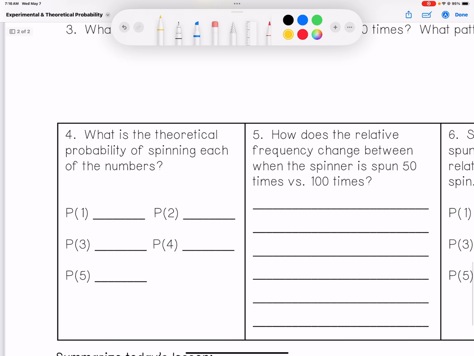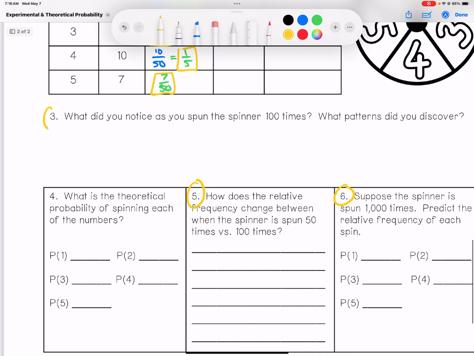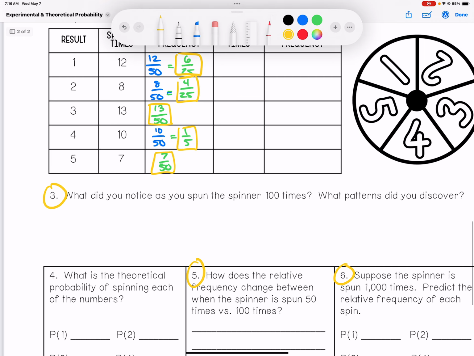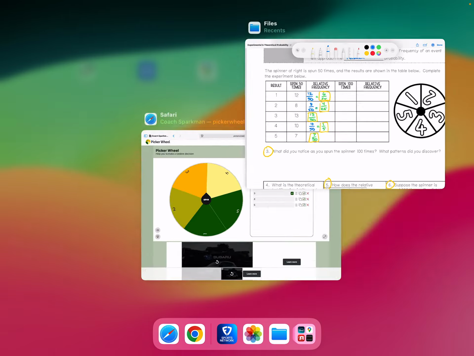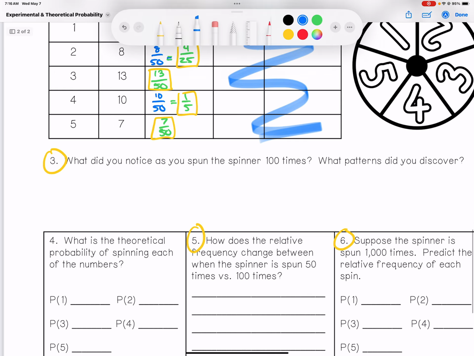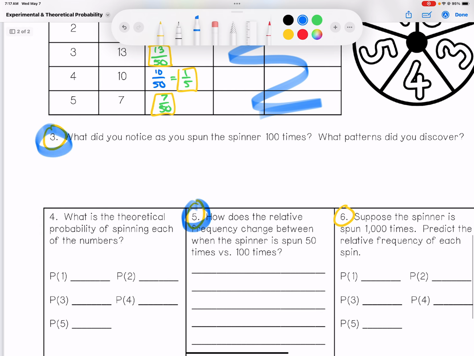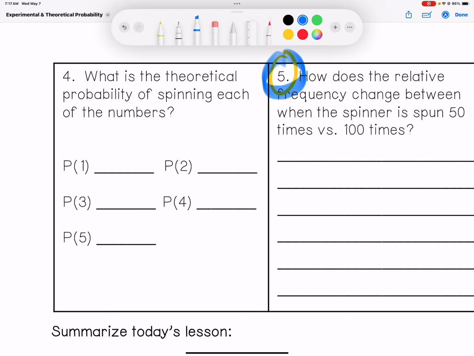Okay? Now, before you go, let's answer what we can answer at the bottom. And then I'm going to let you answer 5, 6, and 3. Okay? So here's what you're doing in just a second. Do not start yet. You're going to go. The website was Picker Wheel. You're going to do this, that, and that. Okay? All right. When you're done, bring it to me and show me. But first, let's answer number 4.